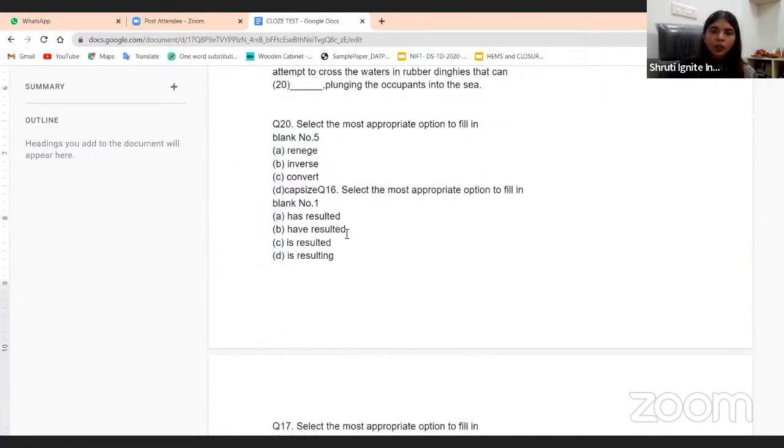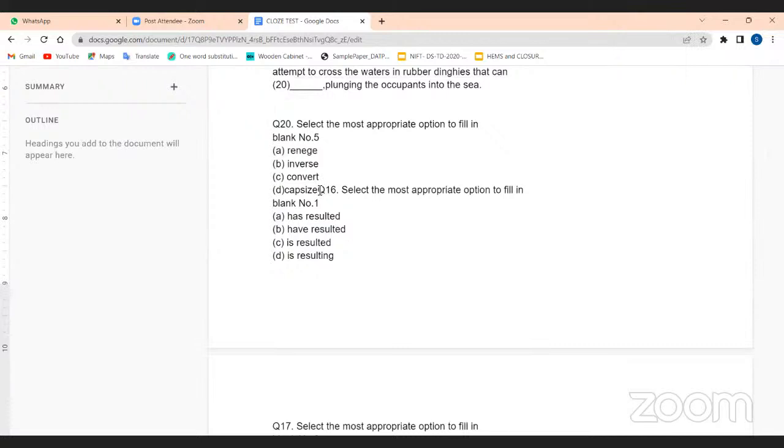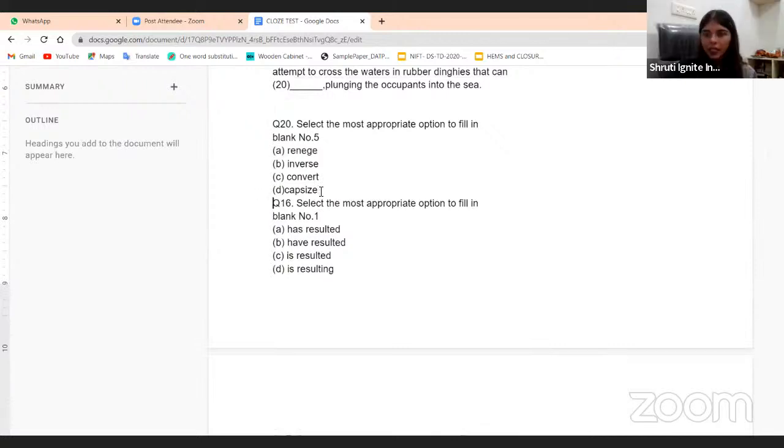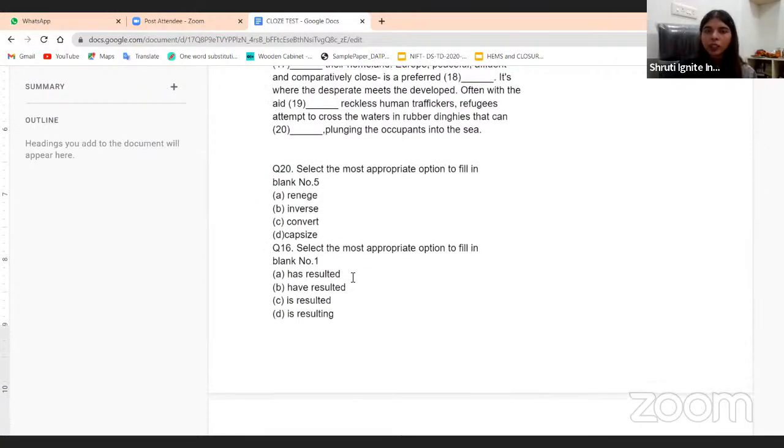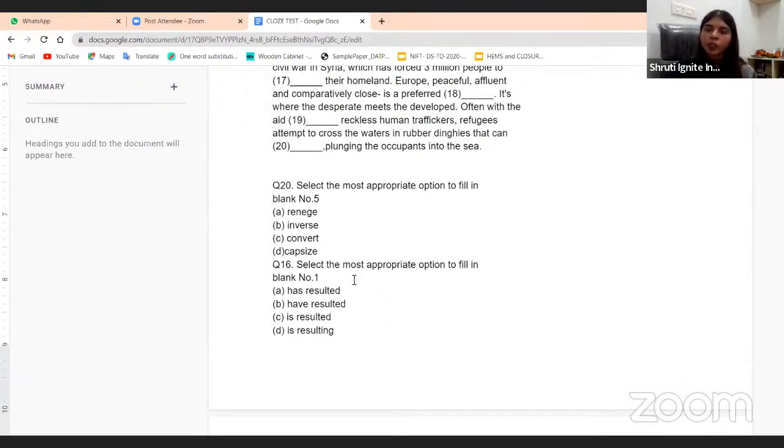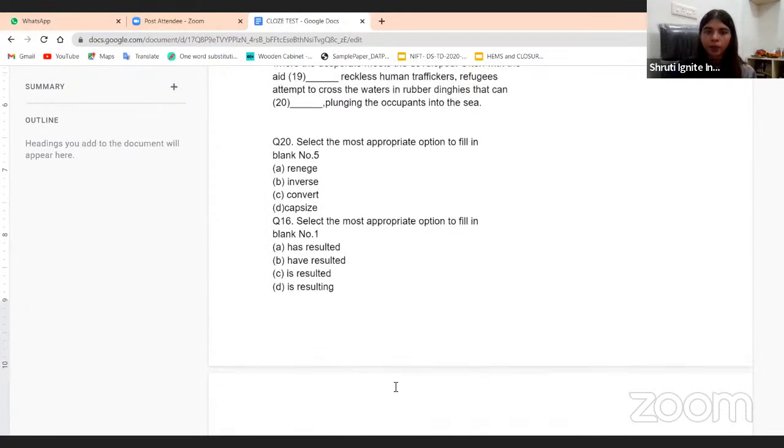Any doubts regarding this one? Miss, can you explain it once more? So when you talk about aid, aid means help, and you say help of, and you do not say help for when you're talking about someone giving you help, right? So this is why we will use aid of and not aid for.